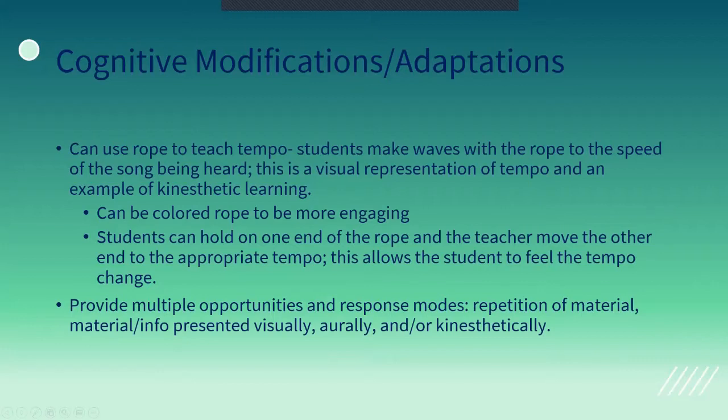Then for cognitive modifications and adaptations that you can do in the classroom, you can get a rope and use that to teach tempo. Students would take it and make waves with the rope to the speed of a song that you would be playing. This is a very good exercise and activity for these students because this is a visual representation of tempo and is also an example of kinesthetic learning.